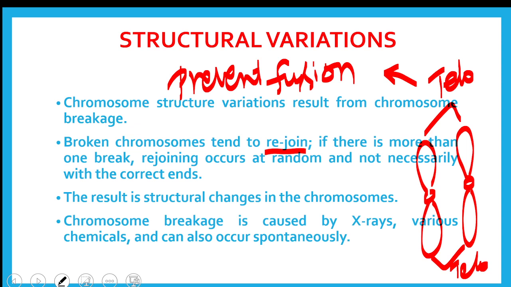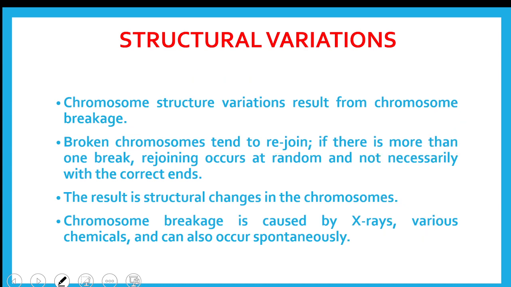When this chromosome is broken, we now see the broken ends. So this is a broken end and this is a broken end. These broken ends, as they do not have telomeres, can rejoin. So that is the main principle behind breaking and rejoining.